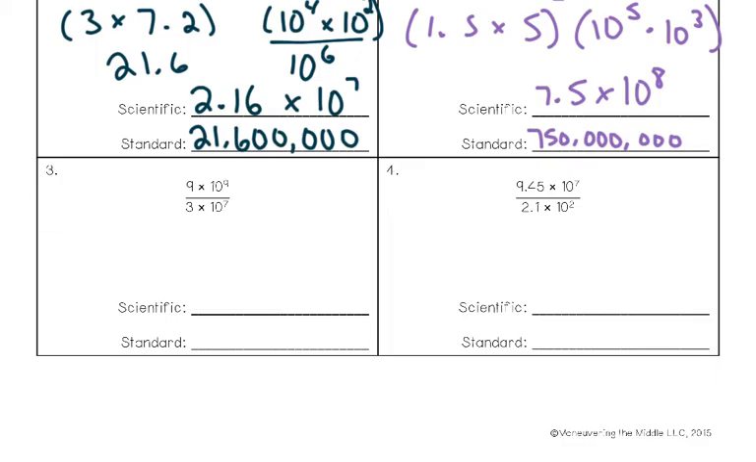I'll go ahead and do number 3 for you, and then you're going to try number 4 by yourself. So let's look at number 3. You want to rewrite the problem. You want to separate 9 divided by 3 first. Then you want to separate 10 to the 9th divided by 10 to the 7th.